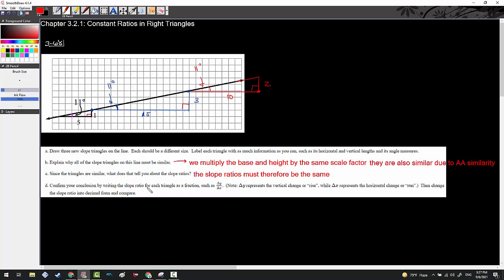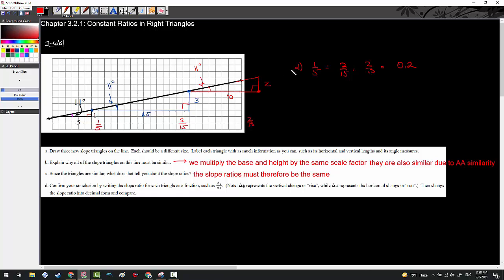And now it says, confirm your conclusion by writing the slope ratio for each triangle as a fraction, such as delta y over delta x. Well, each triangle here, the delta y over delta x is 1/5 for the first triangle. Then it's 3 over 15, which reduces to 1/5. And this is 2 over 10, which reduces to 1/5 also. So all of these ratios here, whether it's 1/5 or 3 over 15 or 2 over 10, they all simplify into 0.2. And that is the last question of this section right here.